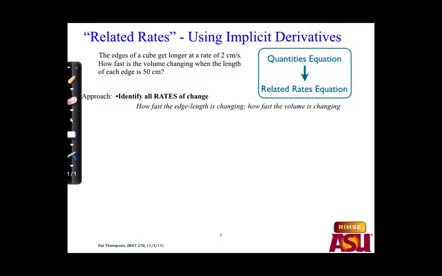is talking about the edges getting longer at a rate of 2 centimeters per second. It's like, oh, well, if the edges are getting longer per second, then I can think about how much the volume changes per second. It might not be a constant. In this case, in fact, it's not going to be. In some cases, it could be. But the edge length of something changing by 2 centimeters per second will make the volume certainly get larger.